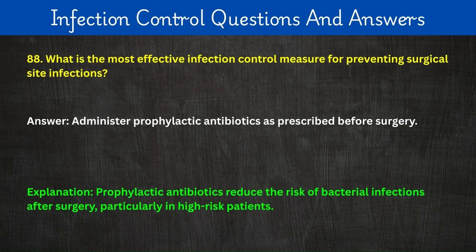88. What is the most effective infection control measure for preventing surgical site infections? Answer: administer prophylactic antibiotics as prescribed before surgery.